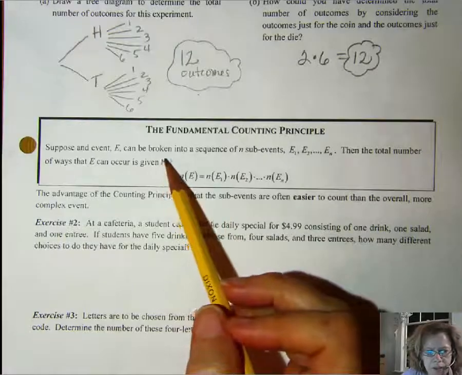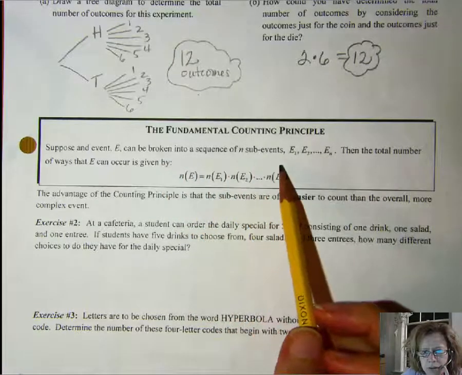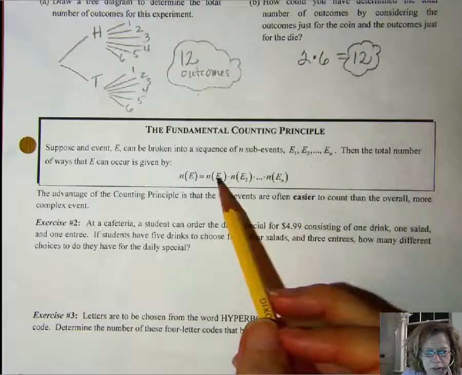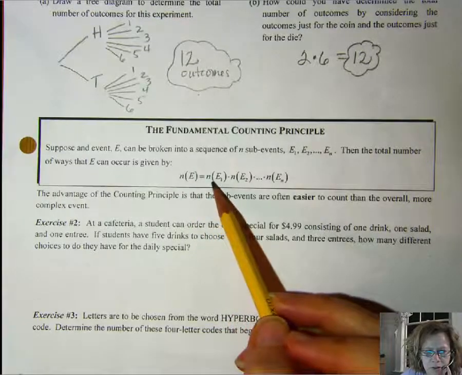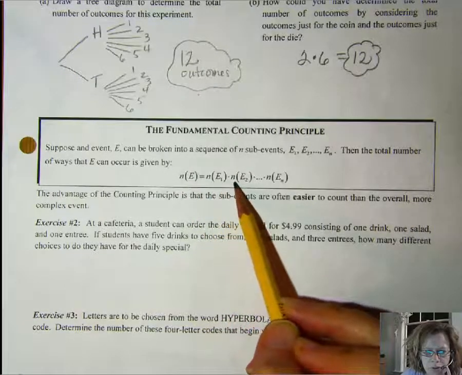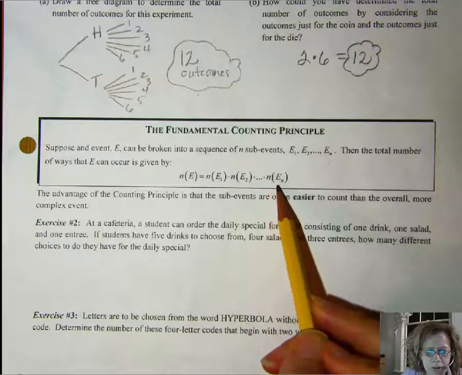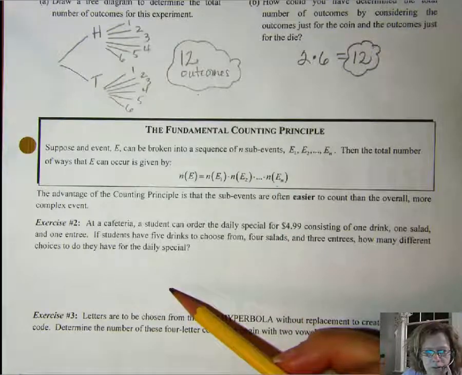Suppose we have an event E that can be broken into a sequence of n sub-events, E sub 1, E sub 2, all the way up to E sub n. Then the total number of ways that E can occur is given by the number of ways the first event can occur times the number of ways the second event can occur, all the way up to the number of ways the nth event can occur. The advantage of this is that the sub-events are often easier to count than the overall, more complex event.